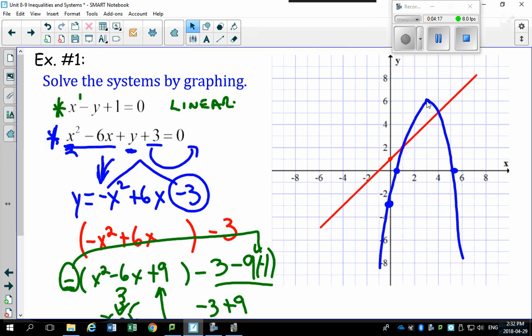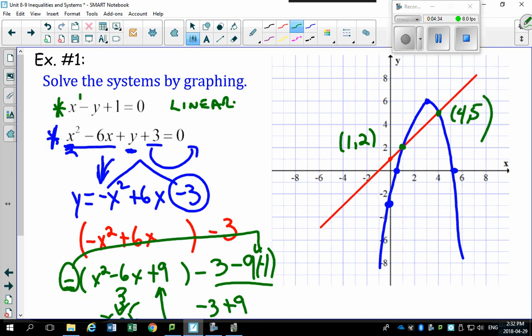So looking at this diagram, what kind of solutions do we have? Look, there's our solution where the line intersects the quadratic. It looks like I've got that at about 1, 2. And here's another solution out here, which looks like about 4, 5. Those look like my two solutions for this particular system.